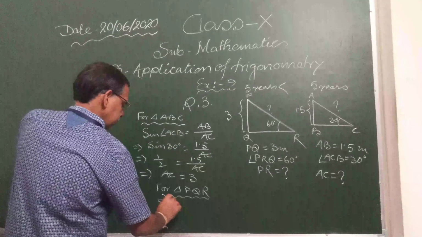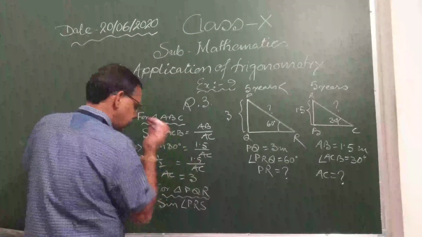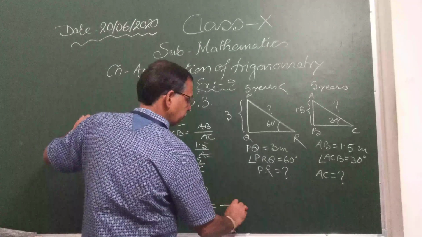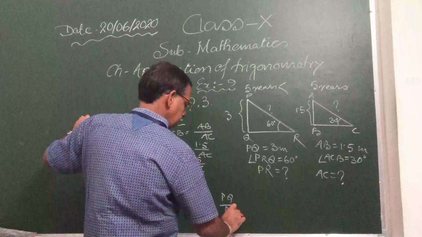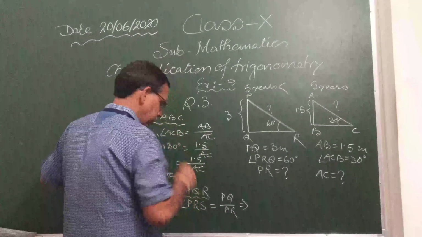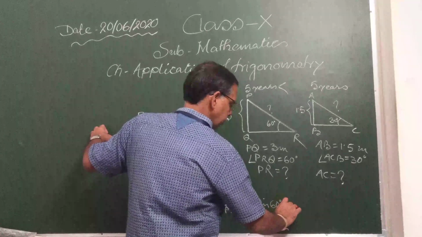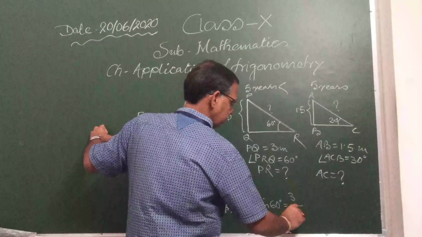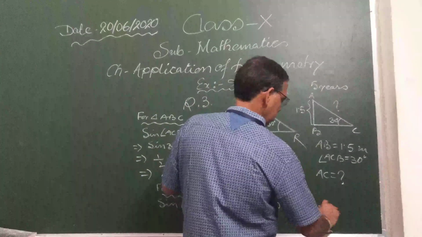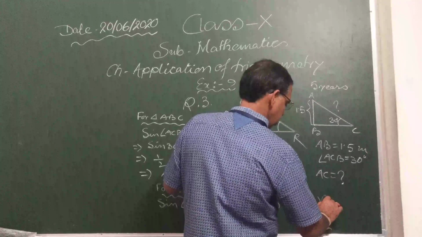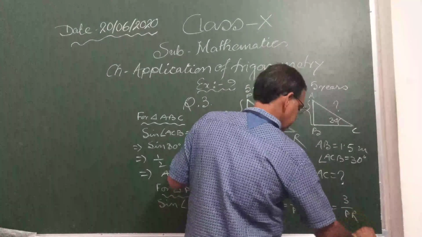Sine angle PRS equal to PQ by PR, which implies sine 60 degree equal to 3 by PR, which implies root 3 by 2 equal to 3 by PR.